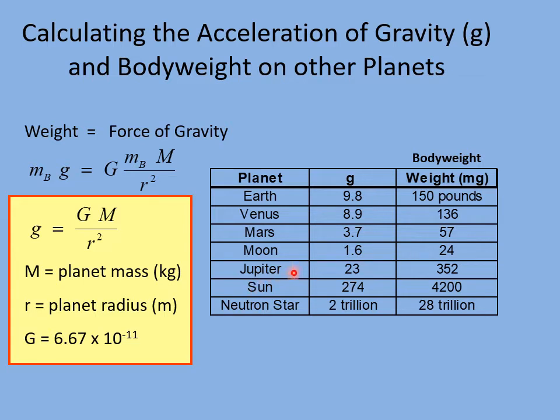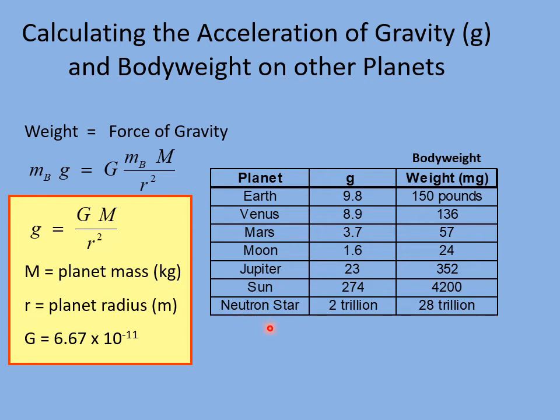All right, now let's go the other direction. On Jupiter, g is 23. So this 150-pound person on Earth would weigh about 350 pounds on Jupiter. And if you could stand on the surface of the sun, even though the sun does not have a solid surface and it's awfully hot, but if you could, you would be experiencing a g, acceleration due to gravity, of 274, meaning you would weigh 4,200 pounds. So that would almost certainly snap all the bones in your legs. You would not be able to stand up because of your incredible weight.